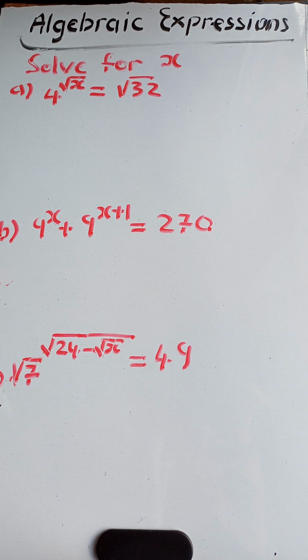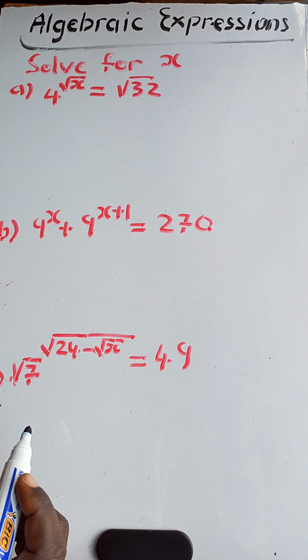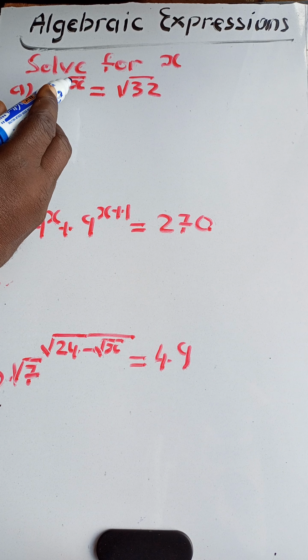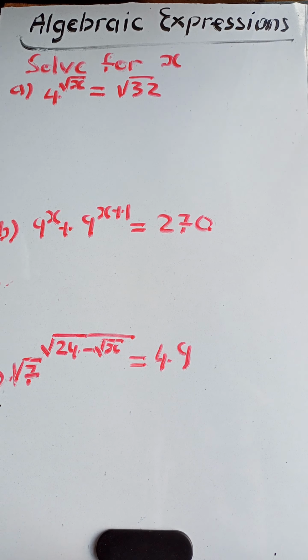Let us solve for x. We have three exponential equations here to solve for x. Let us start straight away with the first one. We have 4 raised to the power root x is equal to root 32.